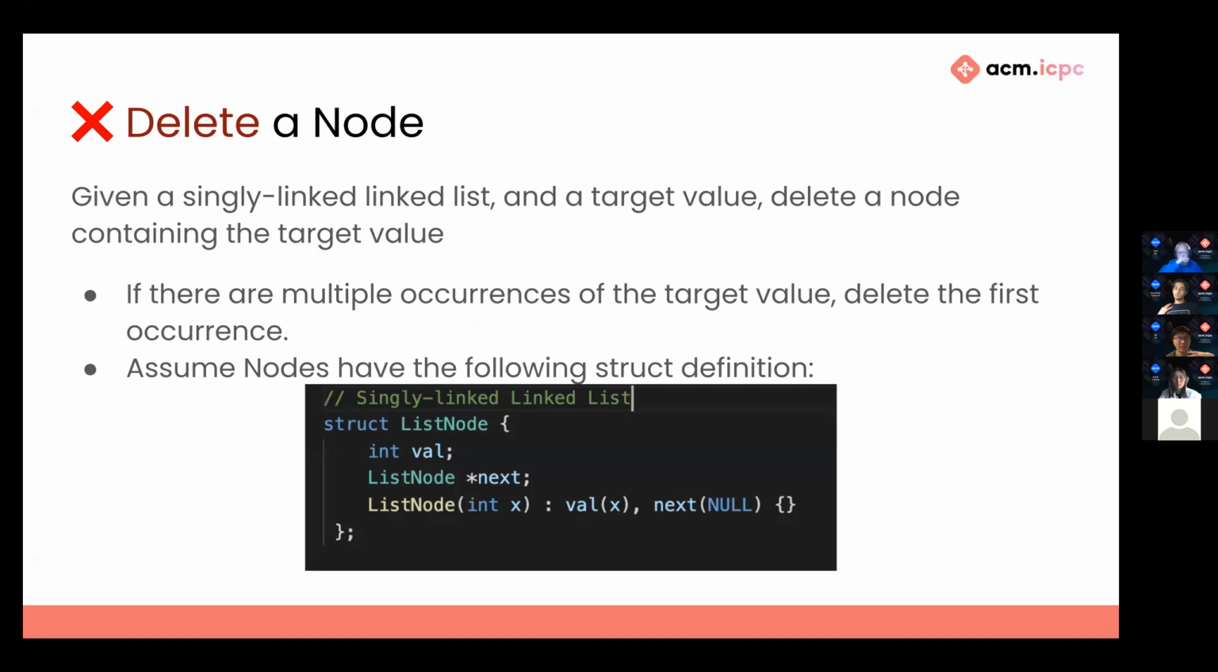Now, I guess you guys are more experienced with linked lists, so I'm going to retcon this and say, instead, if there are multiple occurrences of the target value, then delete all occurrences of the target value. And then, of course, assume that nodes have the following struct definition. So take 1 or 2 minutes to read it, and we'll hop over to Replit so we can get started.